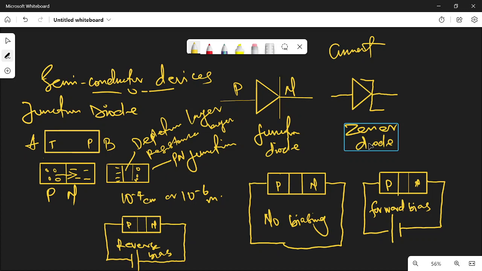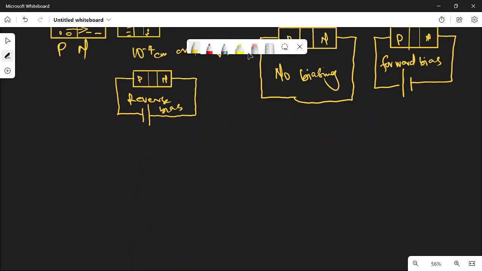Is that okay now? Now, whenever you want to plot a graph for a junction diode, if I plot a graph of current against voltage for a junction diode, let's say I have something like this. When you see this kind of a graph, when you plot current against voltage, this is called a PN junction diode.